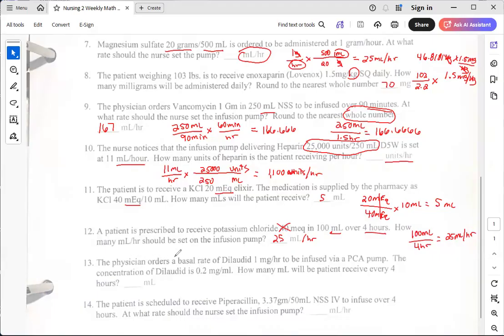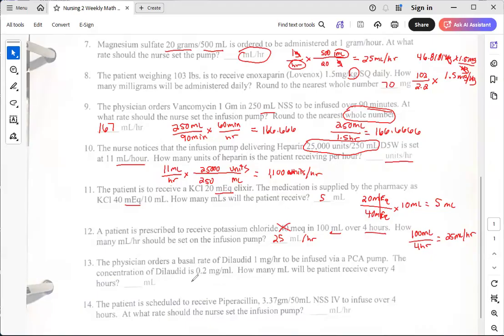Number 13, the physician orders a basal rate of diluted 1 milligram per hour to be infused via PCA pump. The concentration of the diluted is 0.2 milligrams per mil. How many milliliters will the patient receive every 4 hours? So this question could be answered just like how many milliliters in that moment and then repeated every 4 hours, or how many milliliters are they receiving over 4 hours. So I'm going to walk you through both those answers.